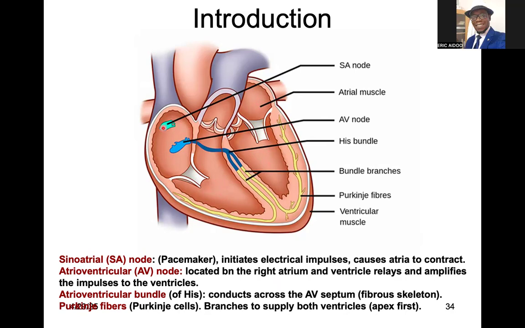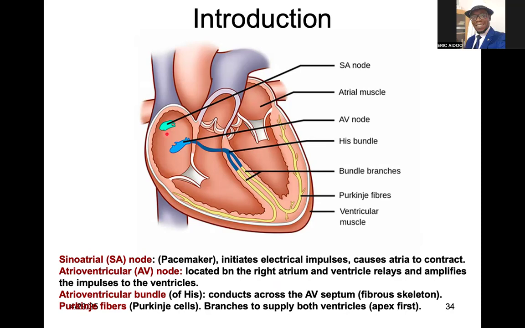Then you can see here the SA node or the sinoatrial node, which is actually the pacemaker. The pacemaker because it's able to initiate its own electrical impulses. So we say that it is myogenic or inherent. So once it's able to generate these electrical impulses, it causes the atria to contract.